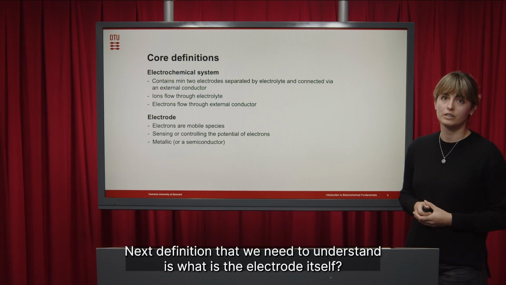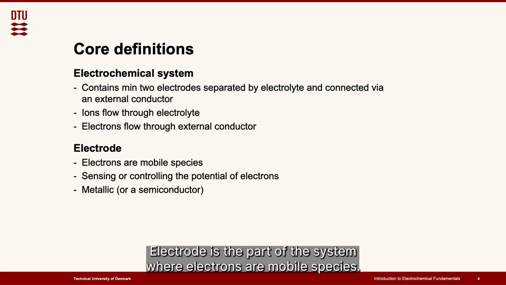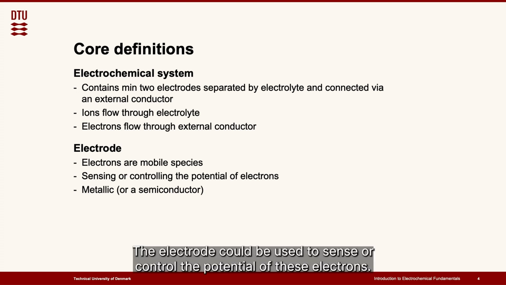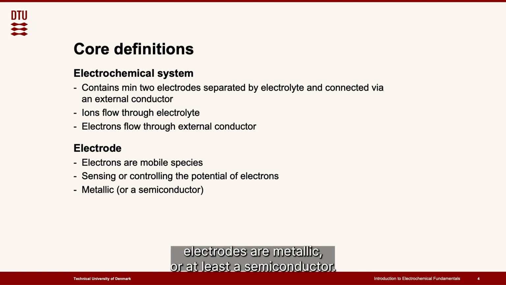The next definition that we need to understand is the electrode itself. An electrode is the part of the system where electrons are the mobile species. The electrode could be used to sense or control the potential of these electrons. It is also important to understand that most of the time electrodes are metallic, or at least a semiconductor.